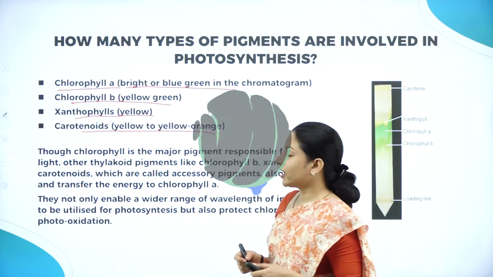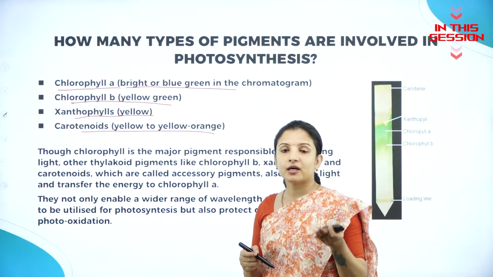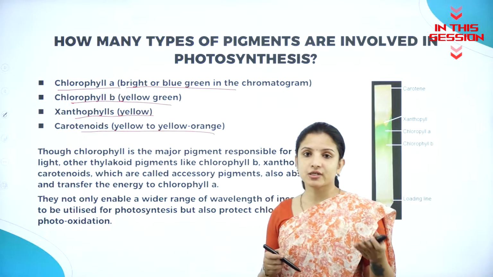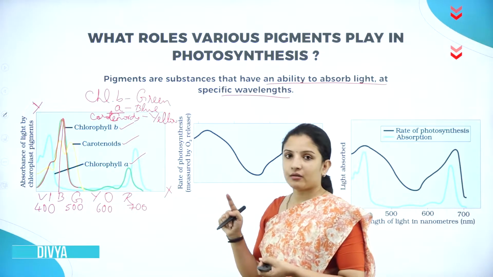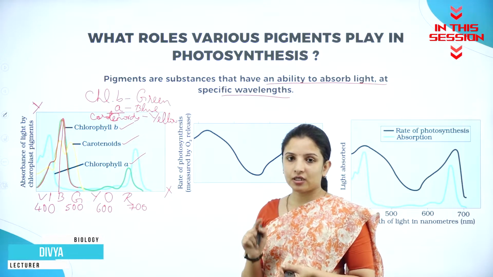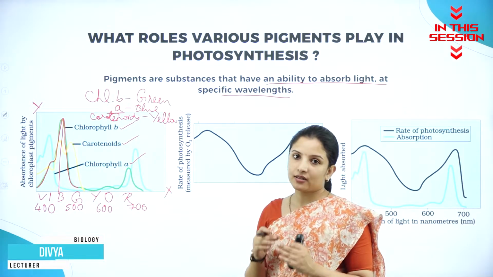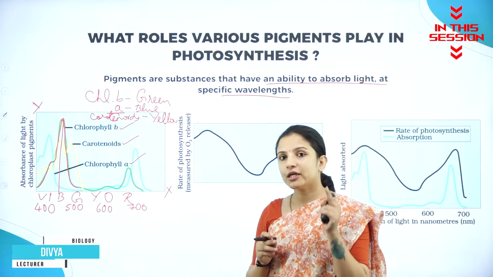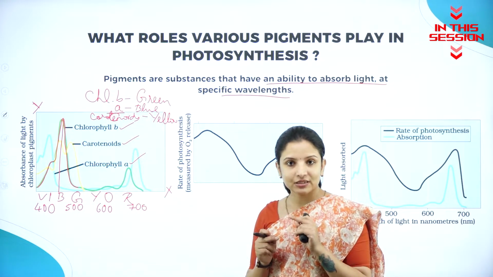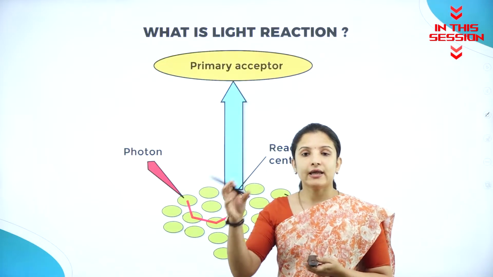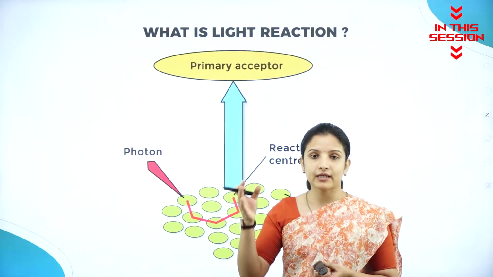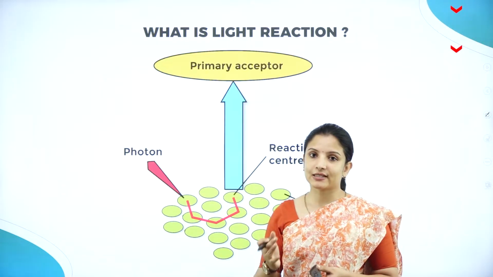Carotenoids are easy to remember because they are abundantly found in carrots, which gives them the yellowish to orange color. Chlorophyll b pigment has the ability to absorb blue light at the maximum, and we all know that blue light also increases the rate of photosynthesis. G stands for grana, L stands for light. So light reaction takes place in the grana.